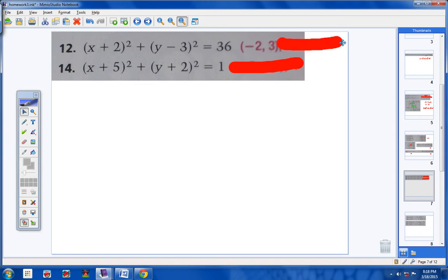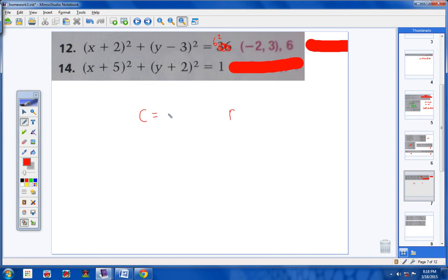-2, +3, and the radius would be 6, because we're going to rewrite this as 6 squared. 36 is the same thing as 6 squared, and so the radius would be 6. Alright, let's take a look at number 13. It's not on the screen up here in front of you, but it is in your book, okay?